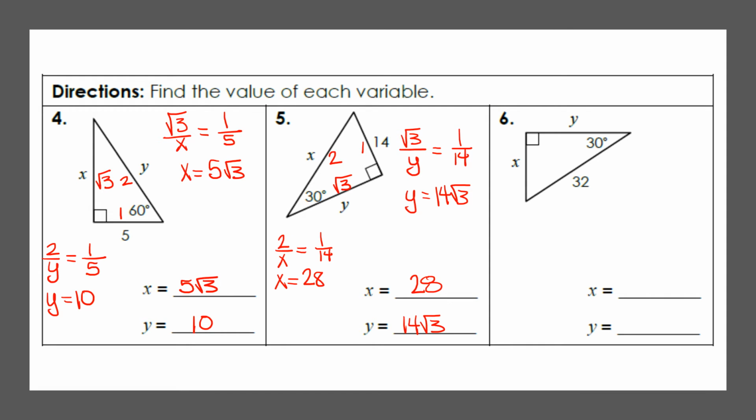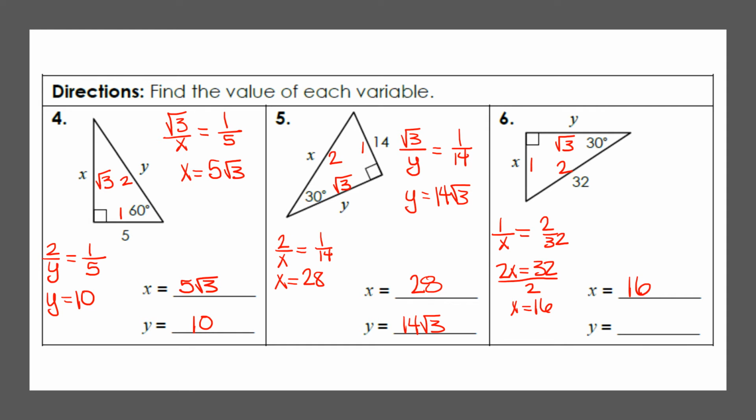Again on number 6, 1 on the short side, 2 on the hypotenuse, square root of 3 on the long. So to find x, I'd do 1 over x equals 2 over 32. So I'd have 2x equals 32. If I divide it all by 2, I get that x equals 16.